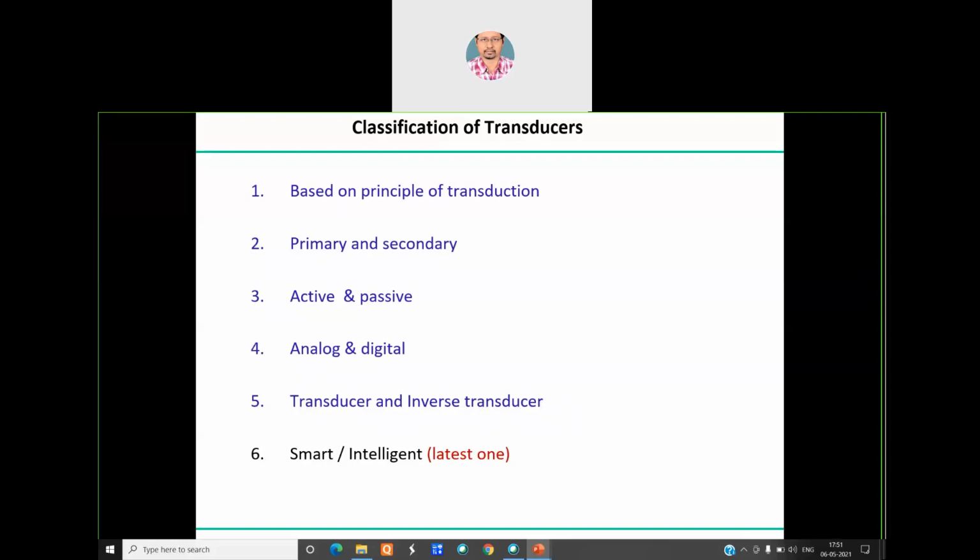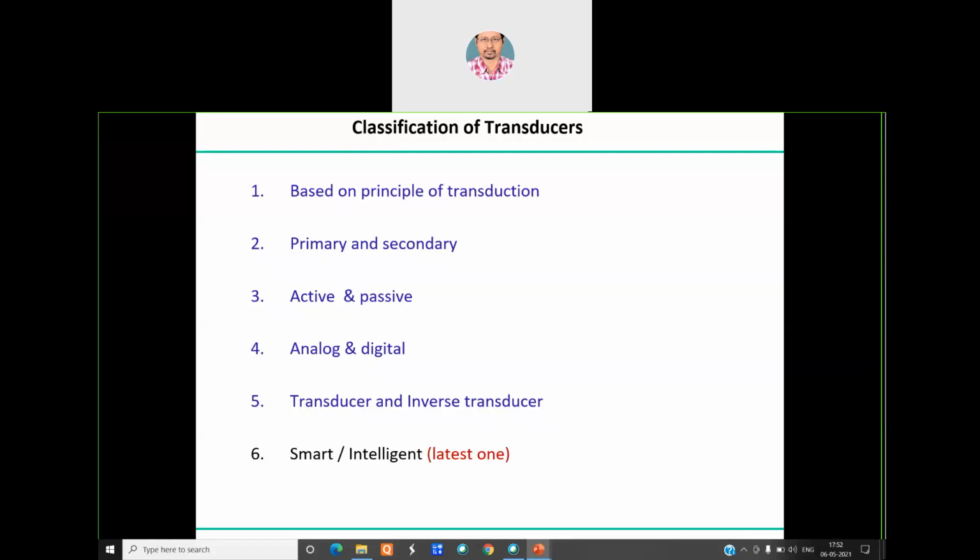There is another way of classification, called active and passive. So what is active and passive? If there is any active element like a diode, or any crystal diodes or transistors are being used, then it is an active transducer. If only passive elements are used to design that particular transducer, then that is called a passive transducer.